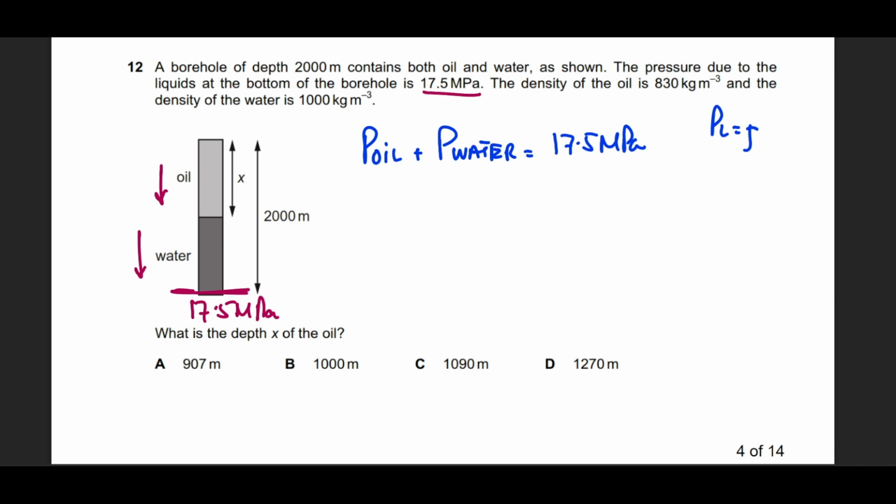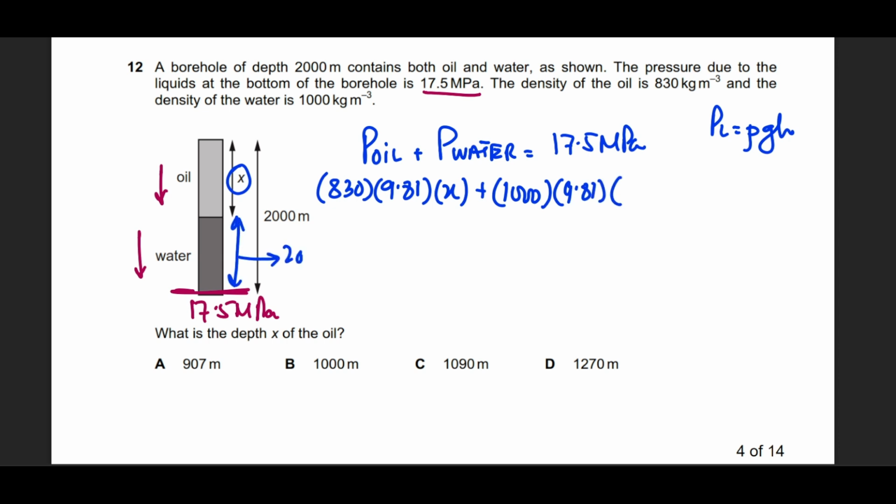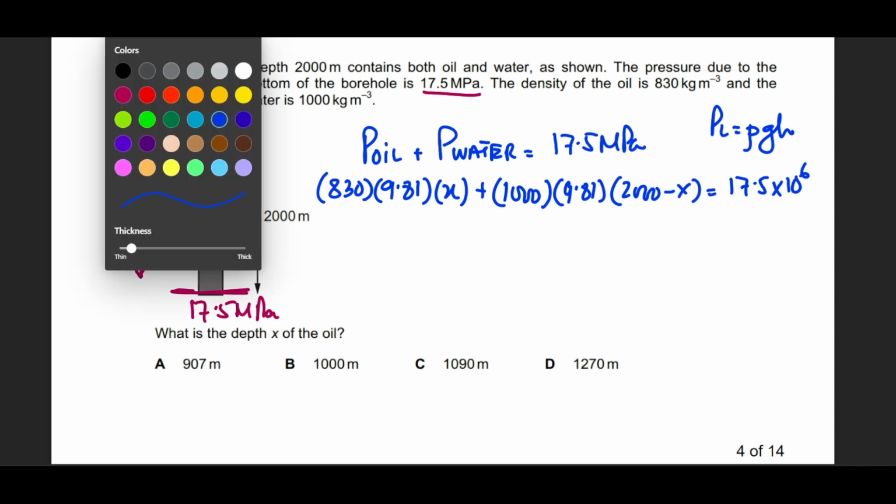The liquid pressure equation goes like rho g h, right? So oil is 830, g is 9.81. Now for oil, the depth is X, so this is X. Plus for water, this is 1000 into 9.81 into this height, which would be 2000 minus X, the total minus the length of the column of X, right? So we get this equal to 17.5 megapascals, which we have to convert into 10 raised to the power 6. Now here I present to you a problem.